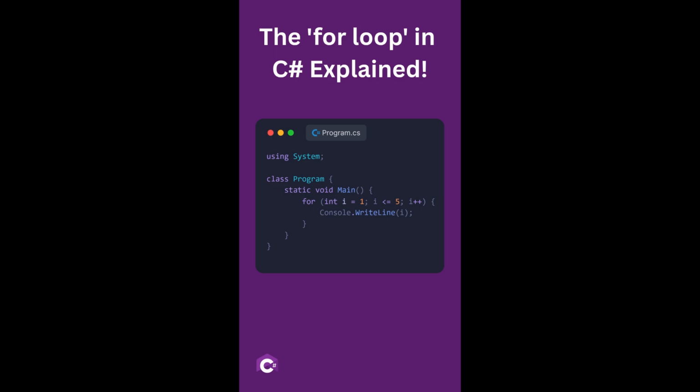Let's see an example. The loop starts with i = 1. It runs while i is less than or equal to 5 and increases i by 1 each time. It prints the numbers 1 through 5, one per line.